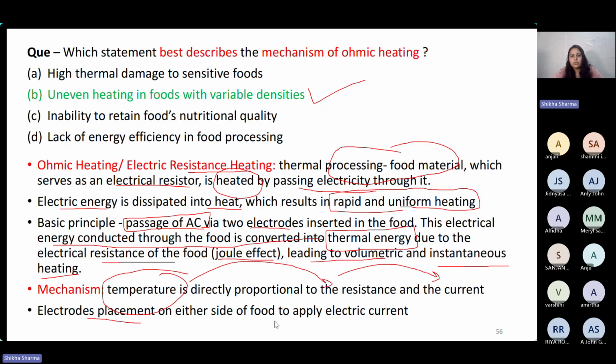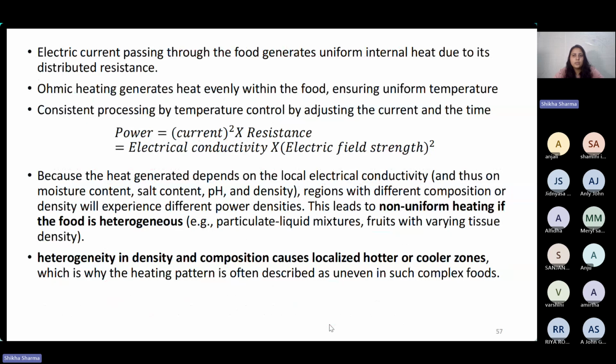Electrodes are placed on either side of the food to apply the electrical current. So we are placing two electrodes, and in between is the food product which is going to be heated. When the electrical current passes through the food, it generates uniform internal heat due to its distributed resistance. So ohmic heating generates heat evenly inside the food product, ensuring that a uniform temperature is there in the food.